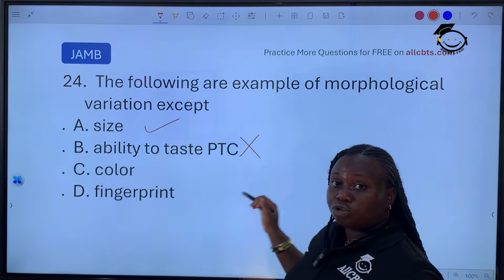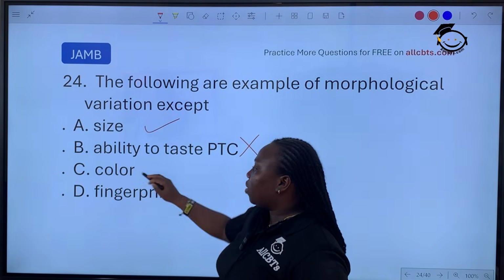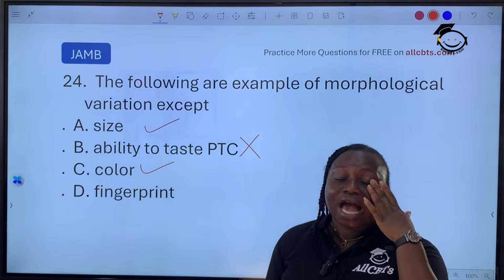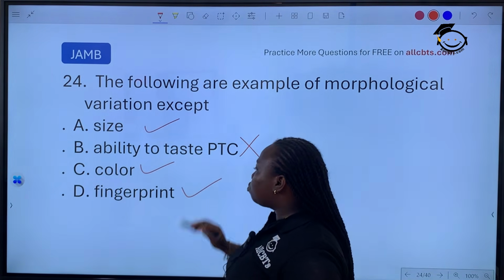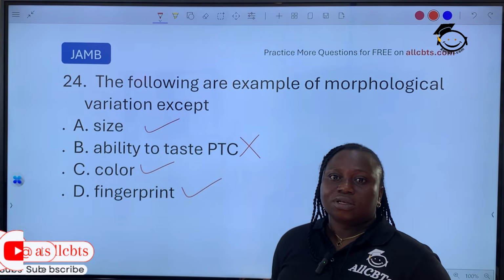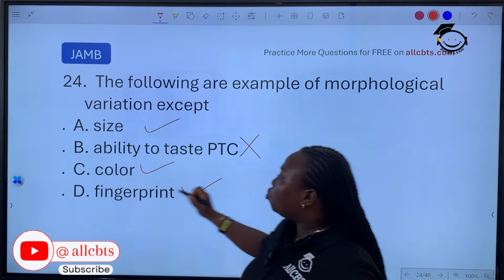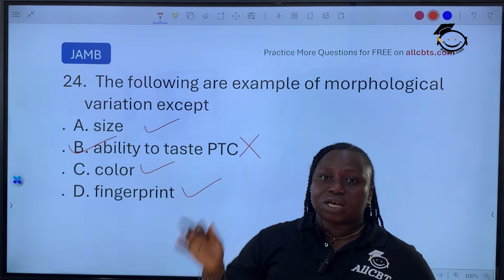So it is not a morphological variation. Instead, it's a physiological variation. Color, we can see skin color, we can see eye color. Fingerprint also, we can see the fingerprint. So our answer is option B, ability to taste PTC.